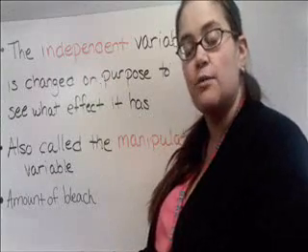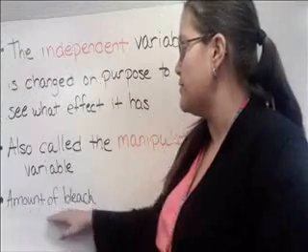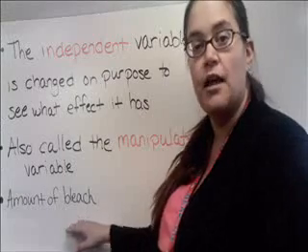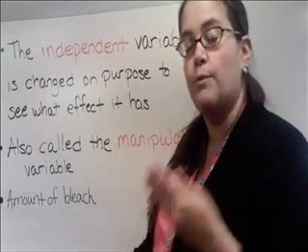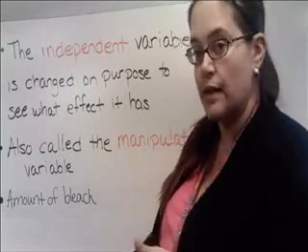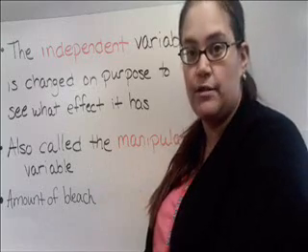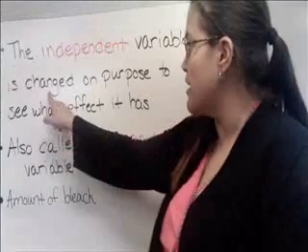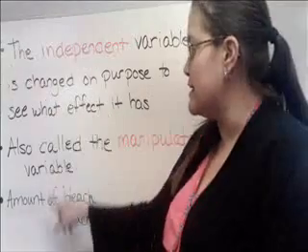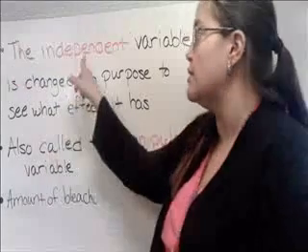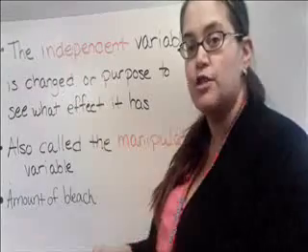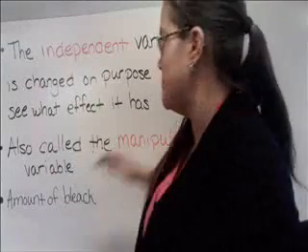In our investigation with the water samples, our independent variable is the amount of bleach. So you would have 3 samples, one with no bleach, one with 20 milliliters of bleach, and one with 40 milliliters of bleach. So what we're changing to see the effect is the amount of bleach, which would be called the independent variable. What we're changing to see what happens.